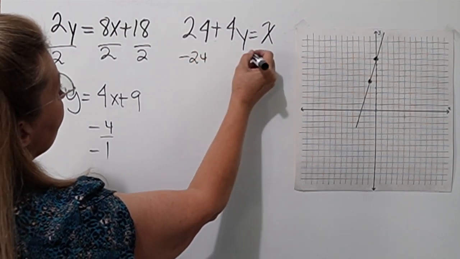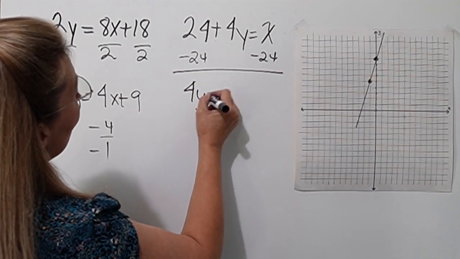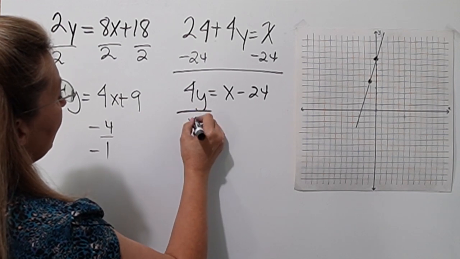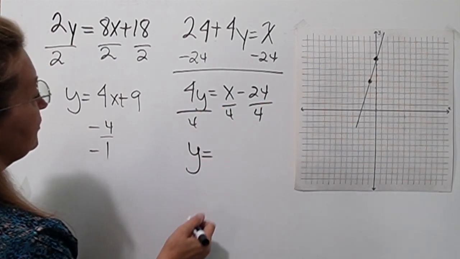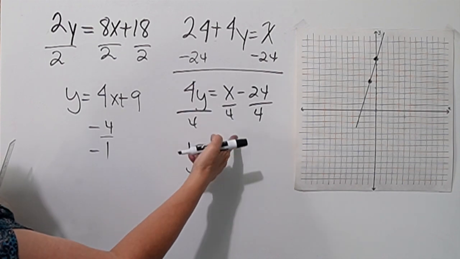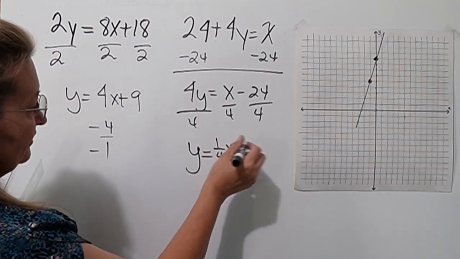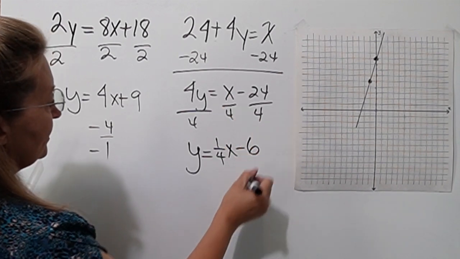All right, now here, to get it in y is equal to mx plus b format, first I'm going to subtract 24 from each side. Now I have 4y is equal to x minus 24, and then I'm going to divide all the way through by 4. So y is equal to, and remember, if you have x over a number, that converts to 1/4 x, so you'll have a slope. And 24 divided by 4 is 6.